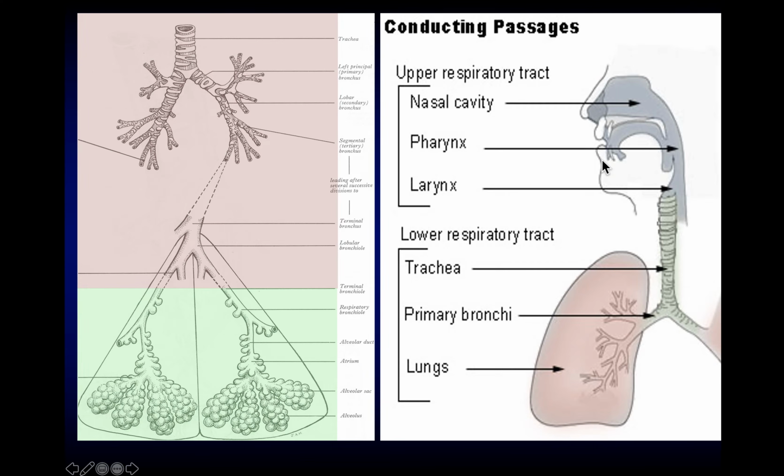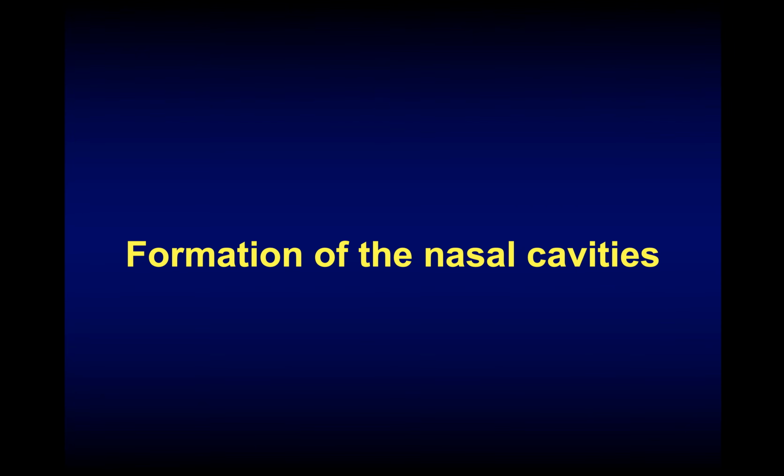So again, all of this area here, which just conducts the air toward the lung, is considered the conducting portion, whereas the area here starts from the respiratory bronchioles to the alveolar ducts, then we have the alveolar sac, then we reach the level of each alveolus. All of these are the respiratory portion.